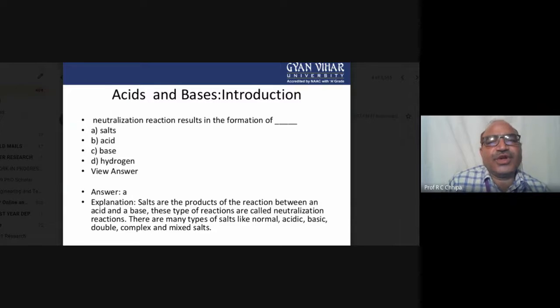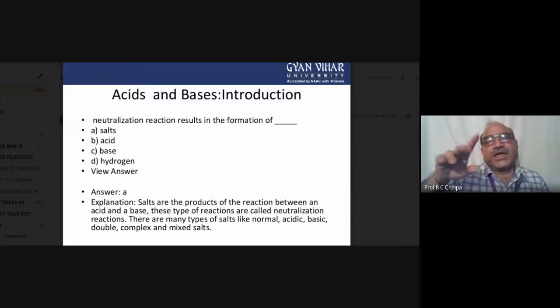Here is the neutralization reaction I mentioned, and the product is a salt. One more thing: we have sodium chloride, sodium bicarbonate, and sodium carbonate. Sodium bicarbonate and sodium carbonate are both formed from sodium hydroxide and H2CO3, carbonic acid. Carbonic acid itself is a weak acid, so they are formed from a weak acid and a strong base.